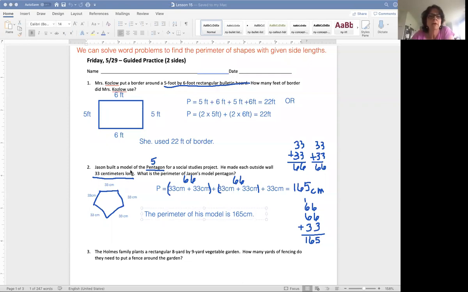All right, so read, draw, write. We read the problem. We underlined our knowns. We identified that a pentagon has 5 sides. We drew our picture, 5-sided object, labeled the sides, wrote our number sentence, and wrote our target sentence. All right.